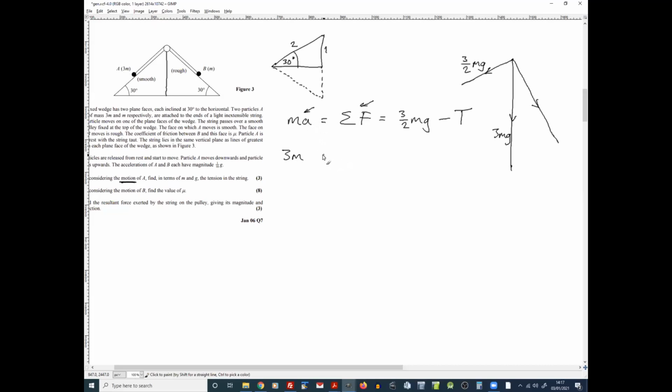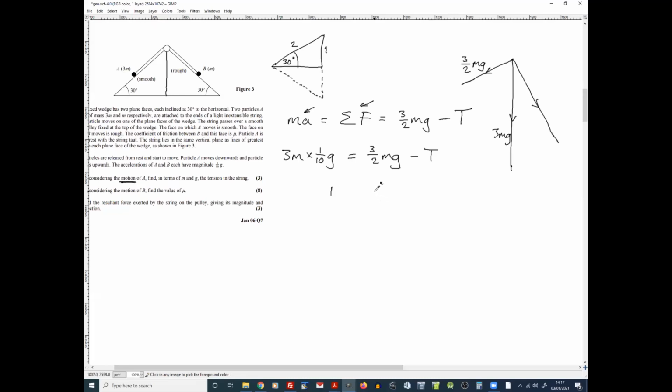Around 1/10 g. So that's ma, isn't it? Yeah. And that's equal to 3/2 mg minus T. Okay, so T equals... Well, don't we have to be quite careful here? Because now we've got a G, an M, and then an M and a G, but they're different.